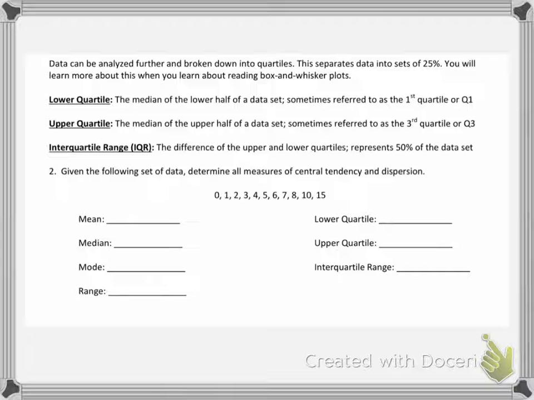But nonetheless, to find your quartiles, the key is you have to find the median. So again, you'll want to make sure that your numbers are in order from least to greatest. Find the median first. Once you find the median, the lower quartile is the median of the lower half of the data. So find the median, look at the left side of that median, and find the median of the left side. Sometimes this is referred to as the first quartile or Q1.